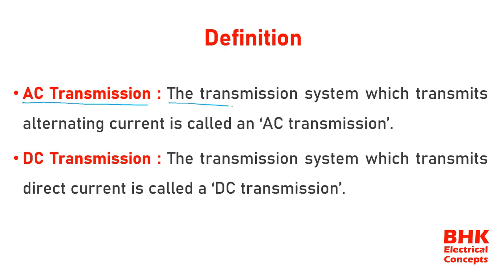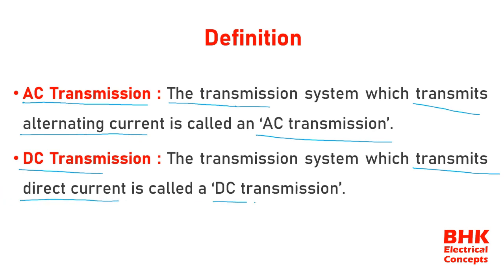The transmission system which transmits alternating current is called AC transmission. But coming to DC transmission, the transmission system which transmits direct current is called the DC transmission system. So the system which transmits alternating current is called the AC transmission system, and the system which transmits direct current is called the DC transmission system. So this is the definition.